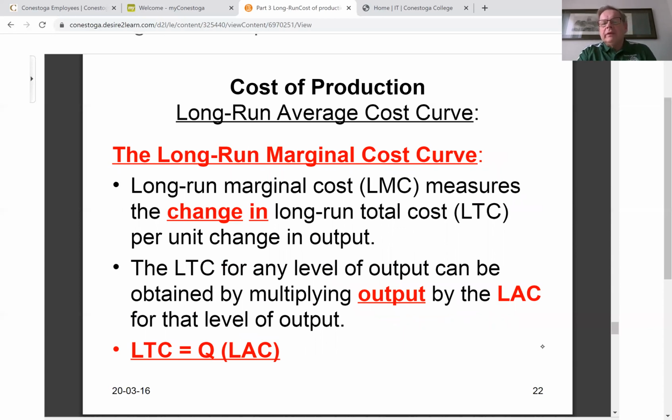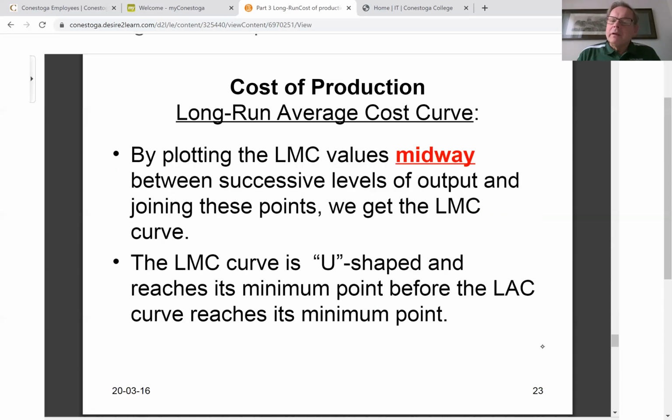Now we're getting into the long run marginal cost curve. The long run marginal cost curve measures the change in the long run total cost per unit change in output. The long run total cost for any level of output can be obtained by multiplying output by the long run average cost. So you get your long run total cost is equal to output Q times the long run average cost. By plotting the long run marginal cost curves midway between successive levels of output and joining these points, we will get the long run marginal cost curve.